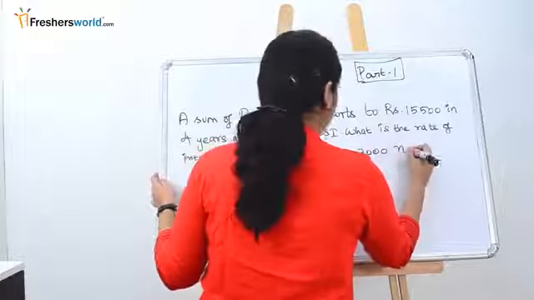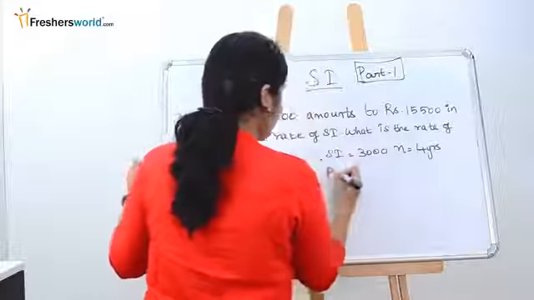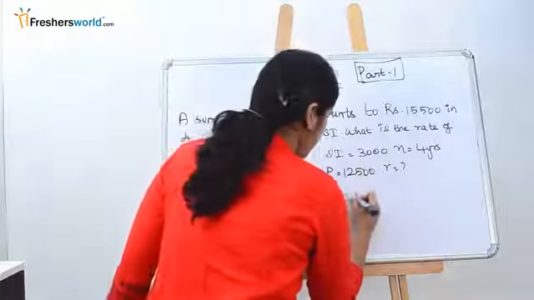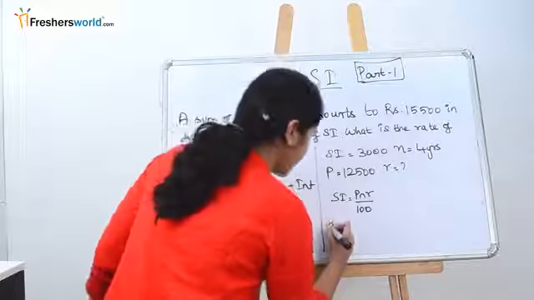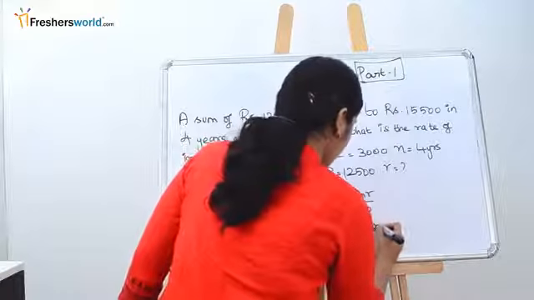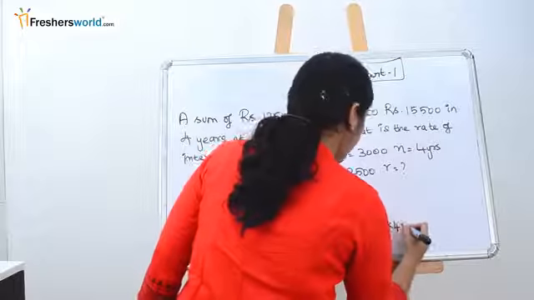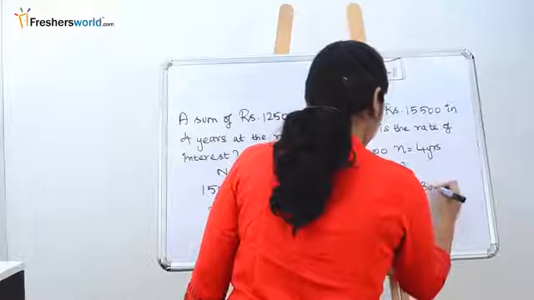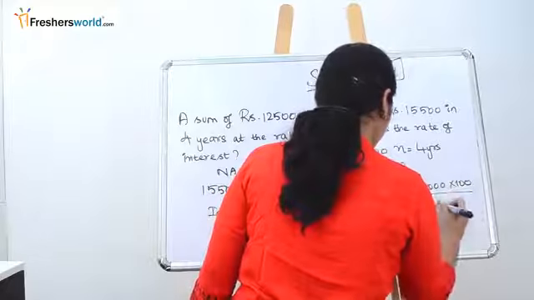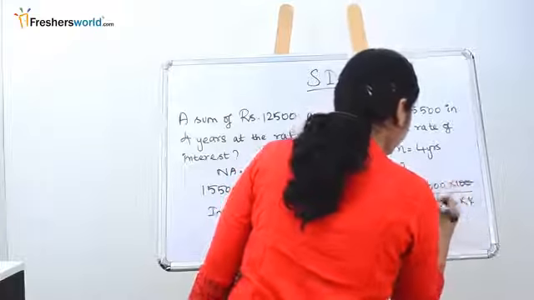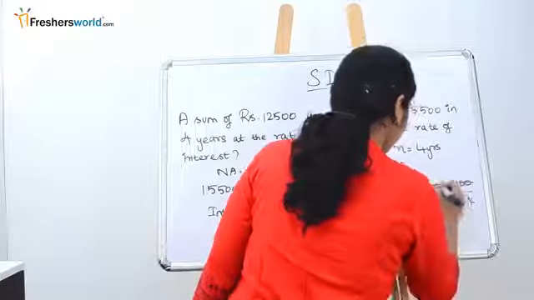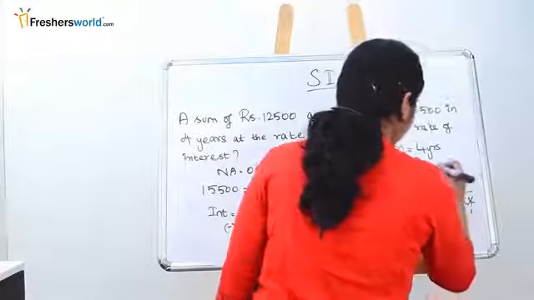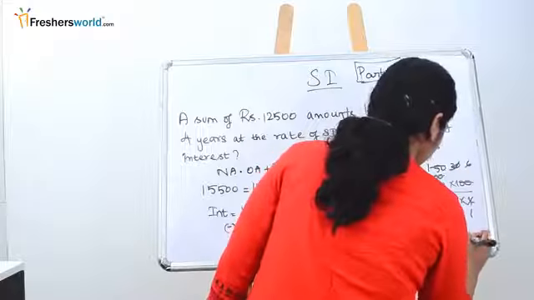The number of years is 4 years, and the principal amount was 12,500. Now we have to find the rate. Easy, right? Simple interest is equal to PNR by 100. Interest is 3,000, principal is 12,500, N is 4 years, and rate is the one we have to find, divided by 100. Take all the unknowns to one side. So R is equal to 3000 into 100 divided by 12,500 into 4. After cancelling, the rate is equal to 6%.